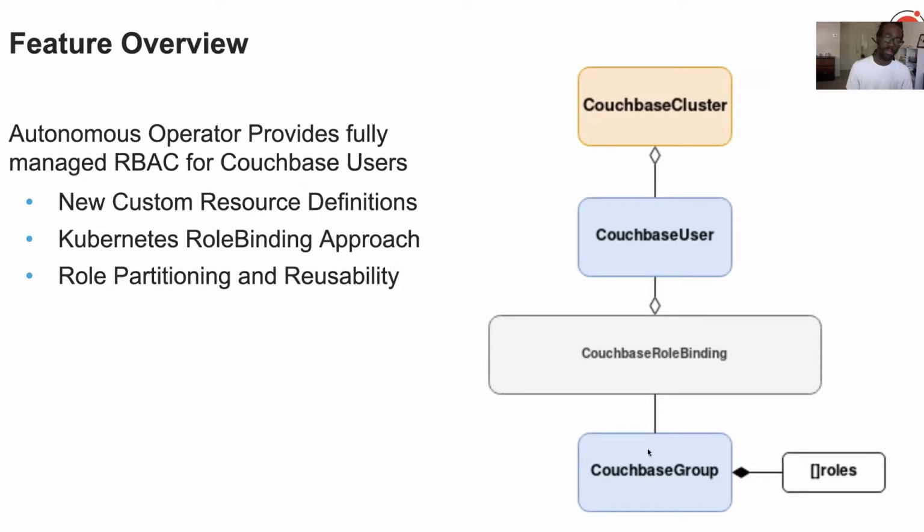So that allows for things like partitioning roles and reusability, where you can have 100 users and they all can be reused inside of different groups. They all can be assigned roles from a single group, so you don't have to manage roles across individual users.